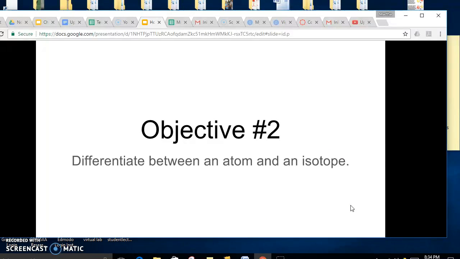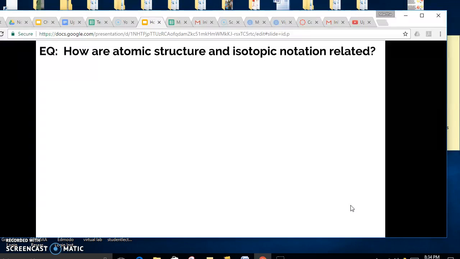And we are now ready for objective number 2: differentiate between an atom and an isotope. This should be really familiar to you. We've already done this in our early atomic theory unit. Our essential question: how are atomic structure and isotopic notation related? I just want to remind you that you can pause this at any point and then continue.